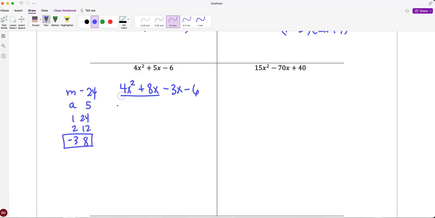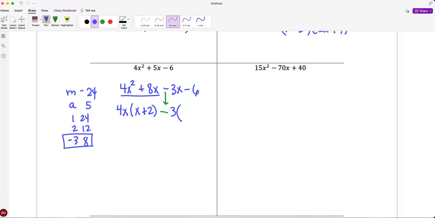First two terms, factor out a 4x, and that leaves you with x plus 2. Now, very important, whatever this sign is, copy it down. It's a minus sign. Now, just look at the 3 and the 6. They have a 3 in common, but technically it's a negative 3. I've already taken care of that.